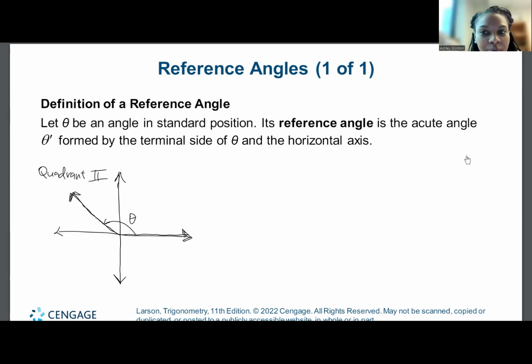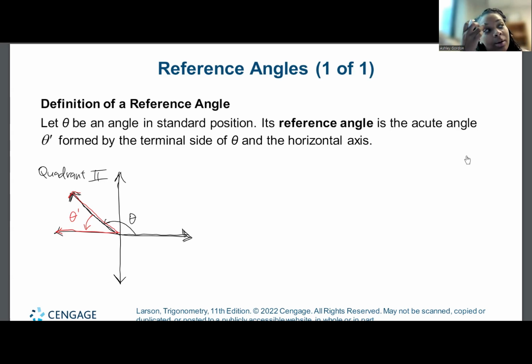If you are looking for a reference angle, the reference angle is an acute angle that's formed by the terminal side of your angle and the horizontal axis. I like to think of it as the shortest way back to the x-axis. If you're in the second quadrant, the quickest way to the x-axis is to go down this way. So this is your reference angle.